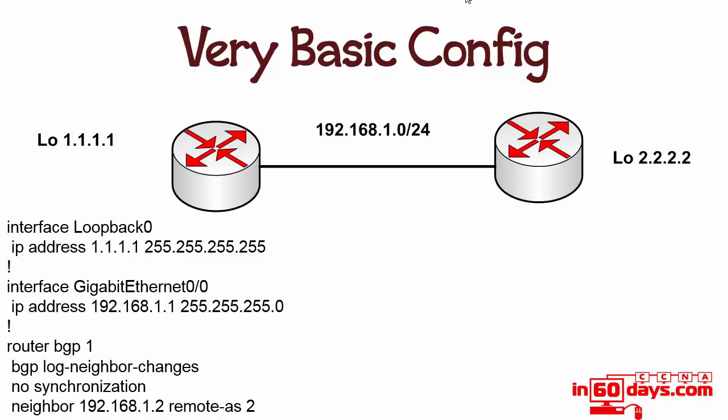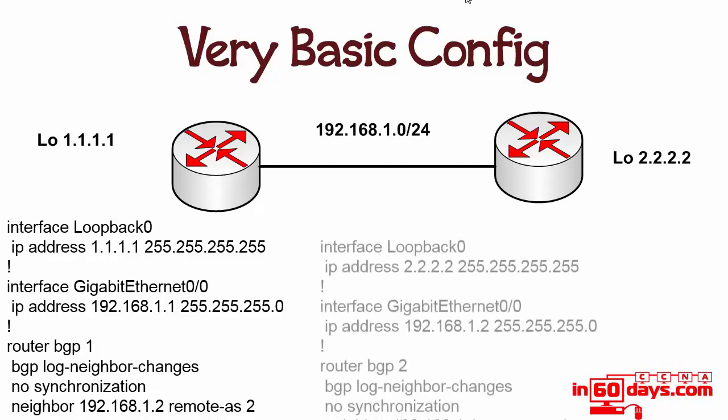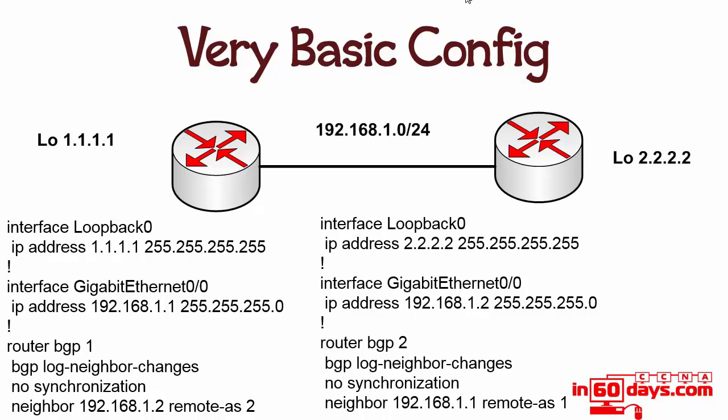I've set a loopback, so BGP will set this as the identifier, 1.1.1.1. I've configured the gigabit Ethernet interface, so we've got a connection to our neighbor router, and then a very small BGP configuration. The AS number's 1. There's a couple of commands there that are turned on by default, so you may or may not see them depending on what you use. And then I've configured a neighbor manually and the remote AS as 2. The configuration is mirrored on the right hand router, but obviously the AS numbers and IP addresses have changed.